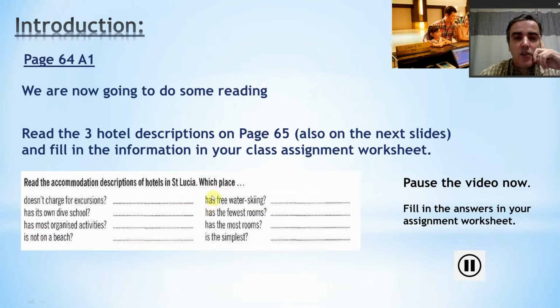And also here, which place has free water skiing, has the fewest rooms? The fewest meaning the lowest number. Which place has the most rooms? And which place is the simplest? The simplest being the most basic, which one doesn't have many facilities, which one is maybe the smallest, and is the most simple. So everybody pause the video just now and you can fill in the answers in your assignment worksheet.